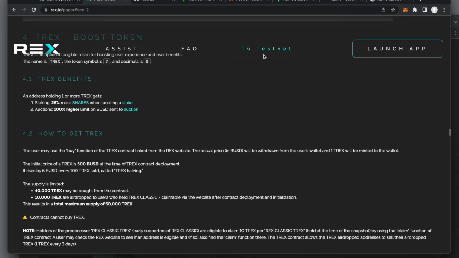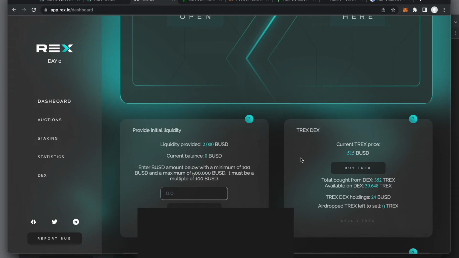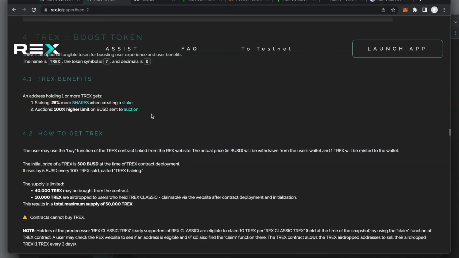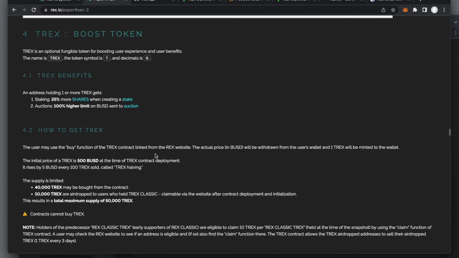So I already went through that, and I'll just show it one more time. Actually, the fact that this number is below 39K, or below 40K, means that more TREX have been bought than sold back to the contract so far. So airdropped TREX holders are absolutely holding on to at least one TREX because they really understand the value of the TREX. The new users may not understand that yet. Okay, so that is all about TREX.